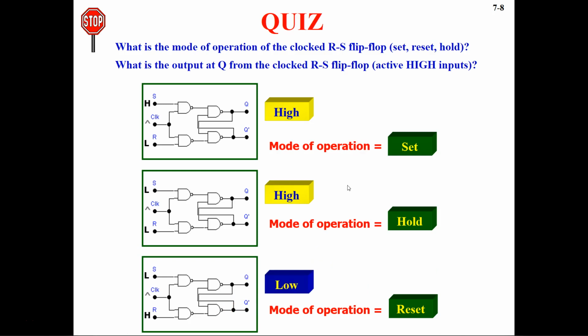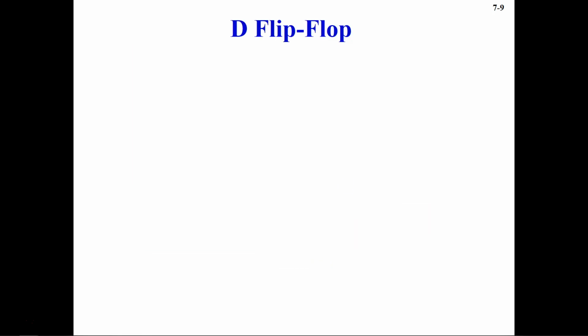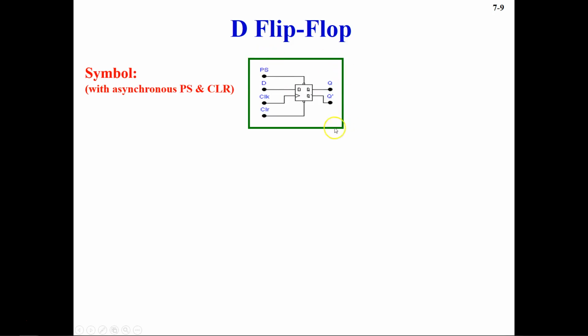Now next we have the delay flip-flop, or it is called D flip-flop, and this is the symbol for D flip-flop. So here the word D stands for delay, and this describes what happens to the data or information at the input D.